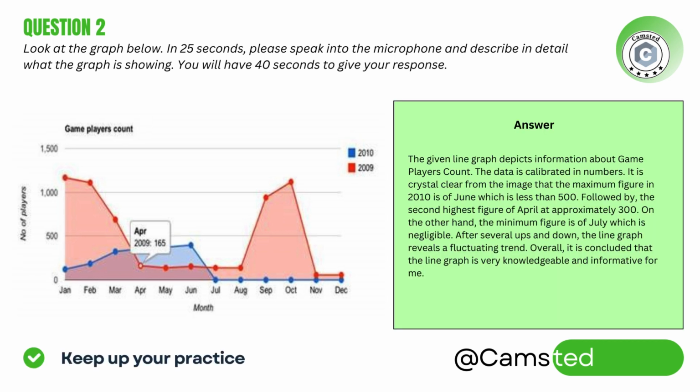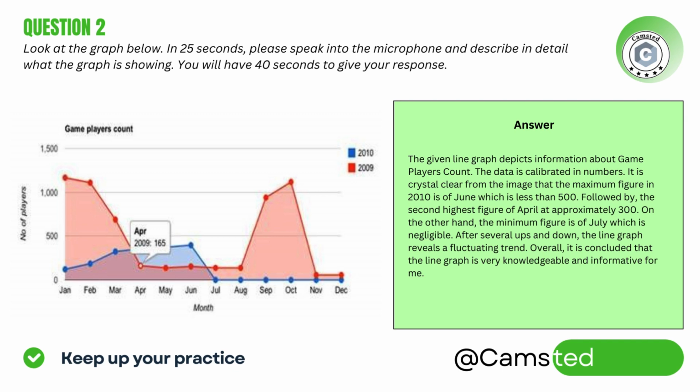The given line graph depicts information about game players count. The data is calibrated in numbers. It is crystal clear from the image that the maximum figure in 2010 is of June, which is less than 500. Followed by the second highest figure of April at approximately 300.